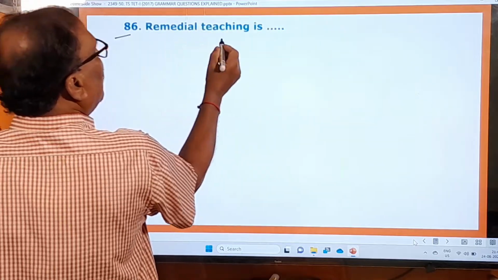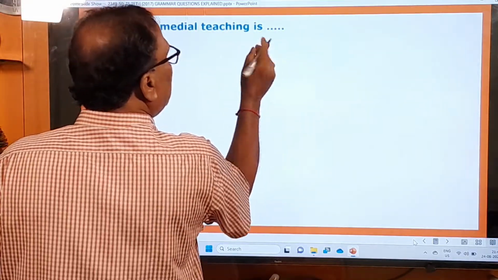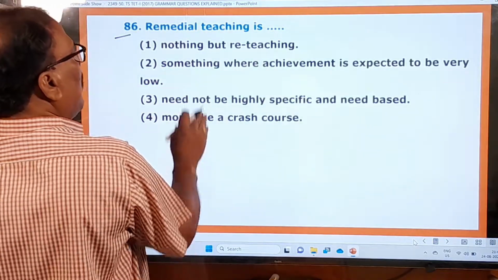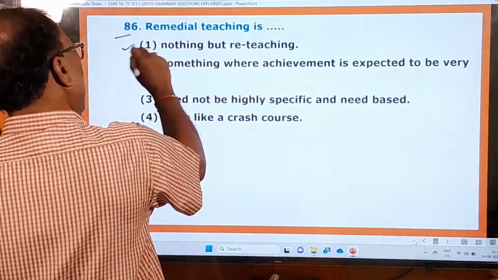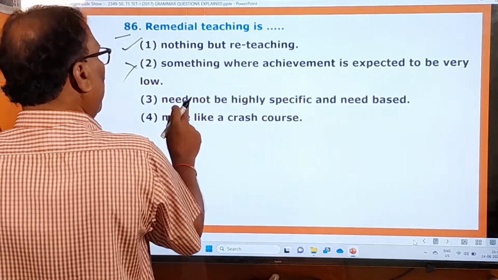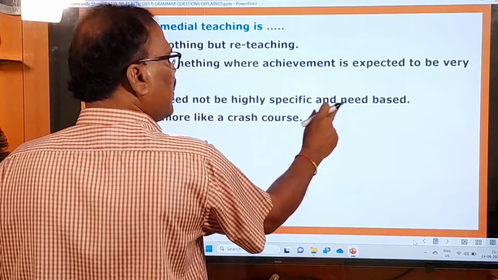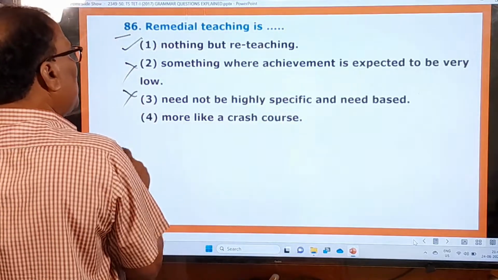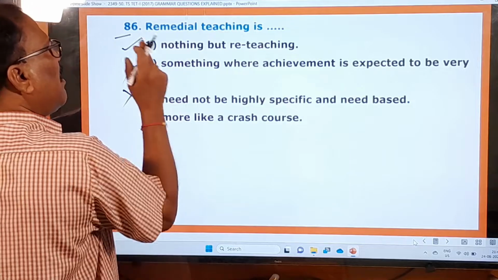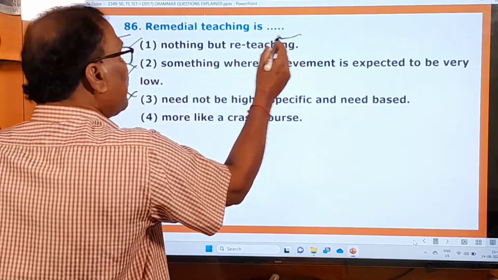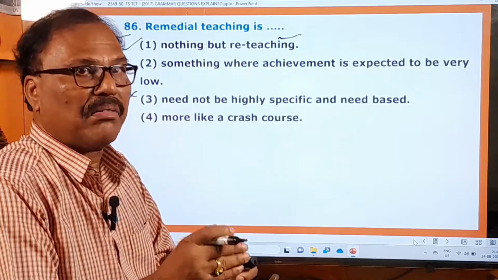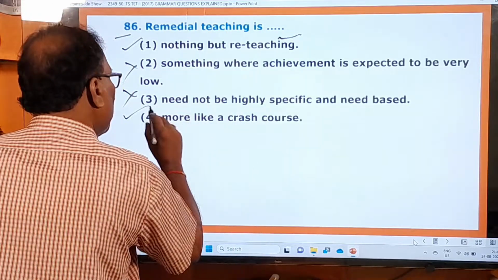86th one, remedial teaching. What is remedial teaching? Here four options are given. Nothing but reteaching, of course this is correct. Something where achievement is expected to be very low, no. Need not be highly specific and need based. So here remedial teaching is nothing but reteaching, but not teaching all the things very slowly, one by one. It is more like a crash course. This is the right one.